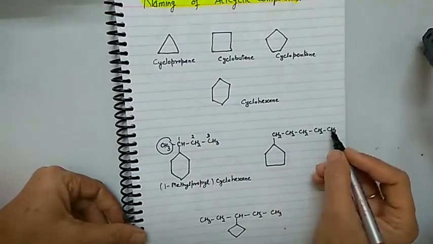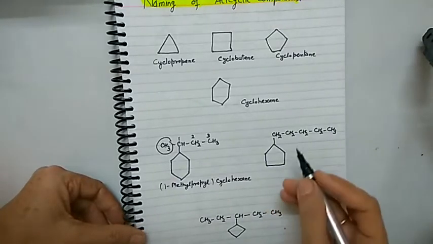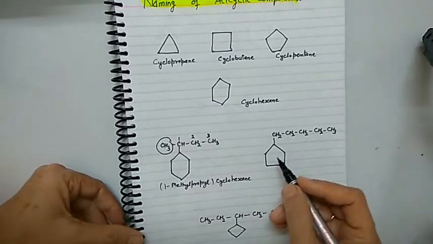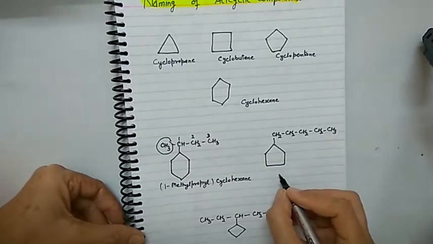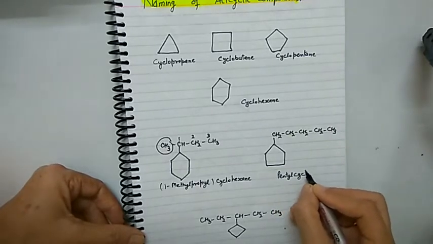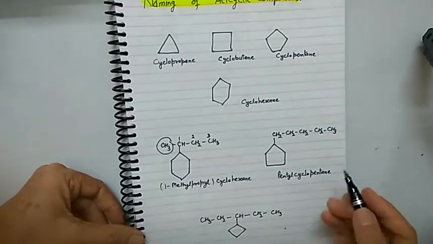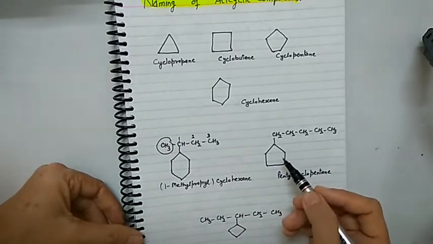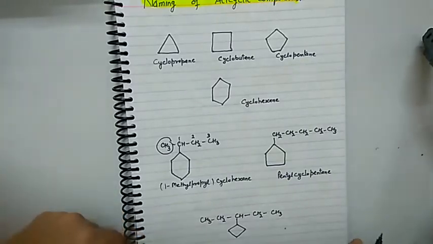Now let us come to the next compound. The chain contains 5 carbon atoms and the ring also contains 5 carbon atoms. In that case, when both parts have the same number of carbon atoms, we consider it a derivative of the cyclic compound. So the name of this compound will be pentylcyclopentane, right? We do not need to mention the position because all the 5 positions are equivalent in cyclopentane, and it is a normal pentyl group: pentylcyclopentane.